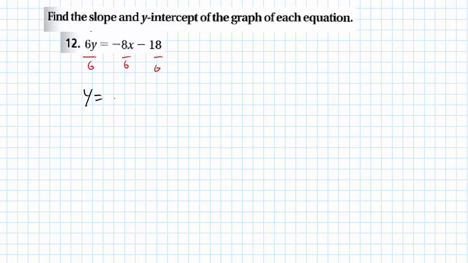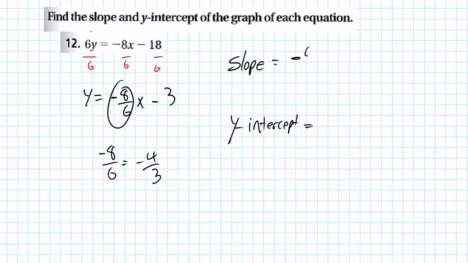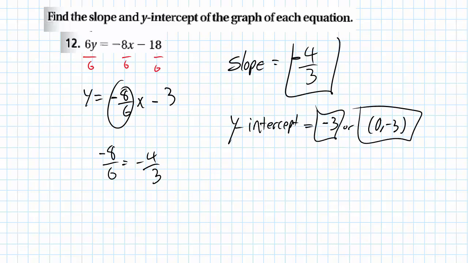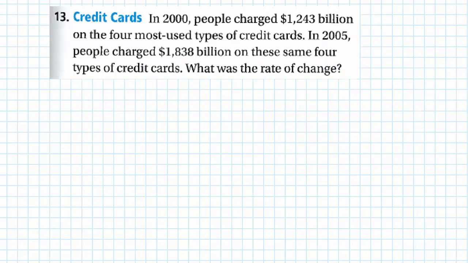For our number 12, we need to find the slope and the y-intercept, but again, it's not in slope-intercept form. Here, to get the y by itself, to put it in slope-intercept form, we just have to divide by 6. I want to reduce that negative 8/6, because that is the slope, but you should always reduce your slope if you can. It's actually negative 4/3, and the y-intercept here is negative 3.